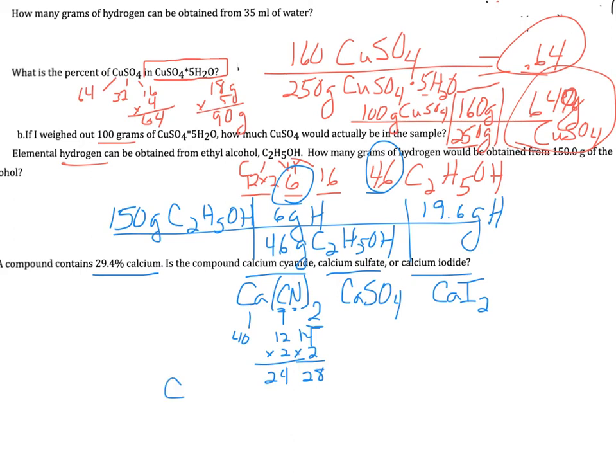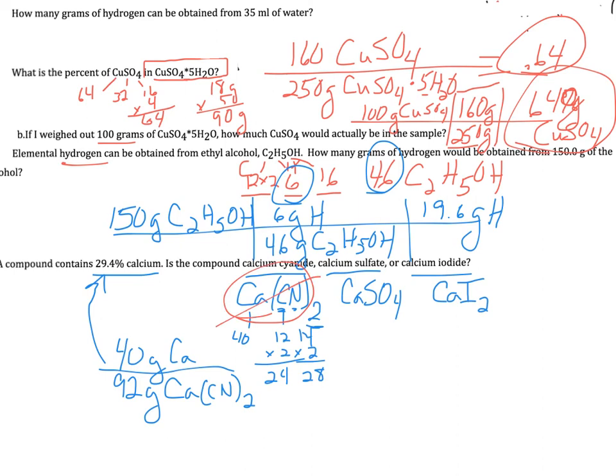So CaCN2 is going to be 92 grams. And what we want to know is the mass of the calcium in there is 40 grams. So it's 40 grams over 92 grams, and we solve. If that matches our 29.4, then this is our compound. If you divide that, that's not going to come out to 29.4, so we know that it is not this first compound. So this is out. Do the next one.